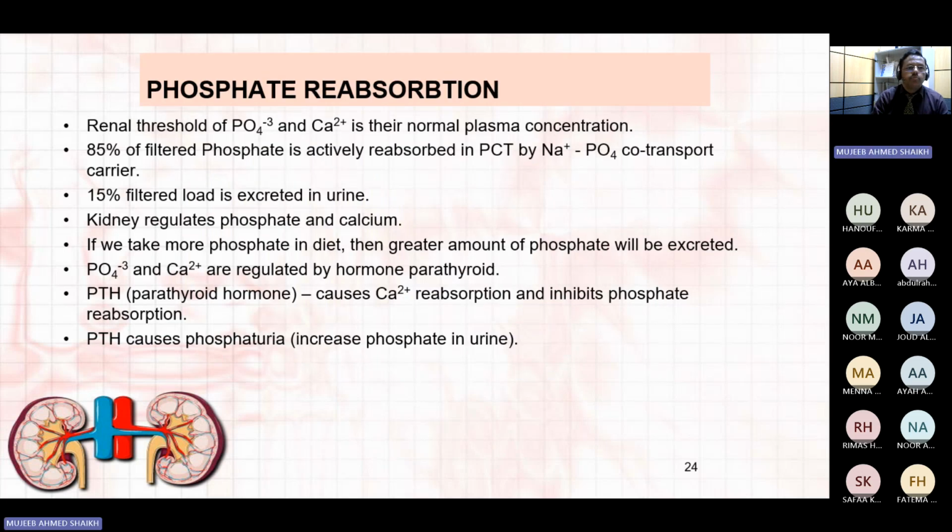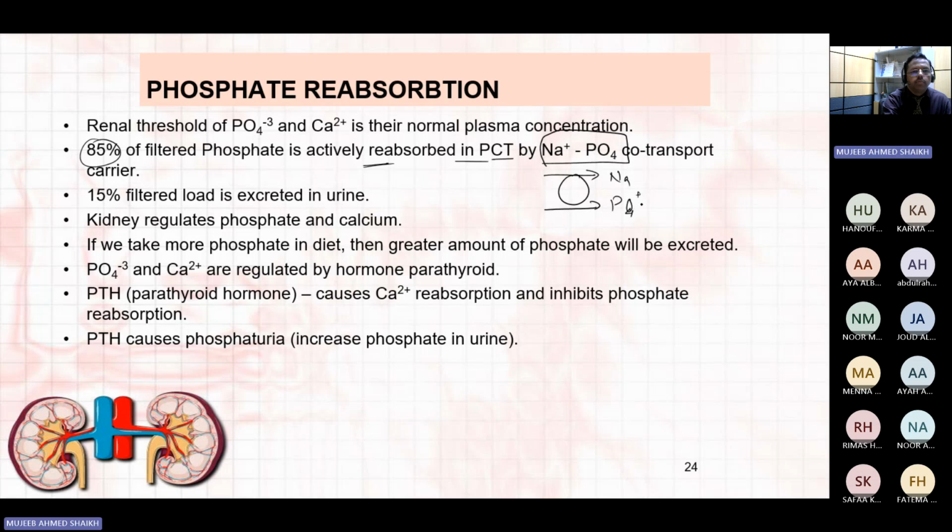How is phosphate reabsorbed? Phosphate and calcium, they are together. Depending upon their plasma concentration, 85% of the filtered phosphate will be actively reabsorbed in the PCT, along with sodium, by the sodium-phosphate co-transporter. So when sodium moves in, phosphate will also move in.